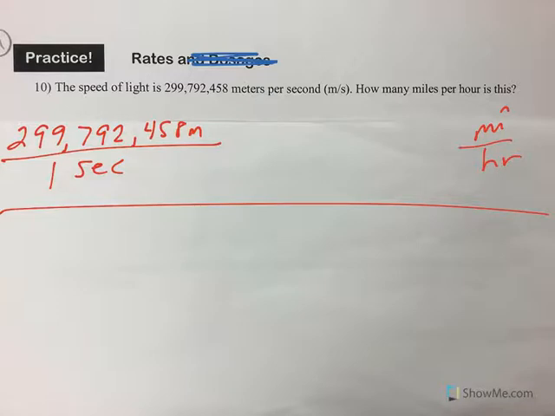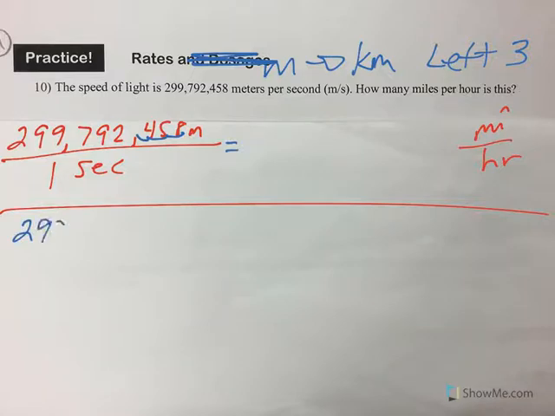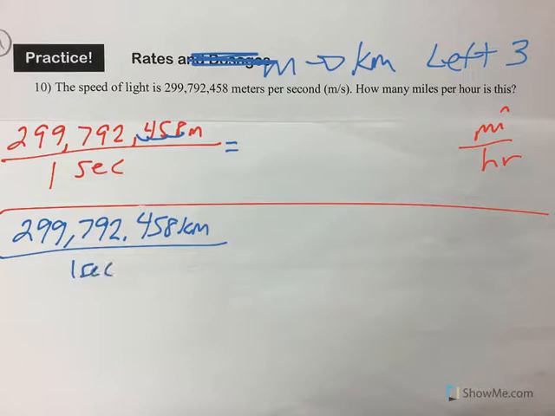So the first thing I'm going to do is go from meters to kilometers by moving left 3 places, right? That's a metric conversion. So 1, 2, 3, this gives me 299,792 point, oops, that should have been a 458 kilometers in 1 second.